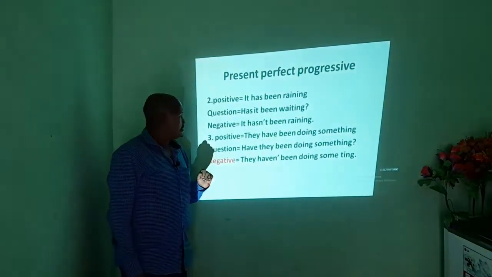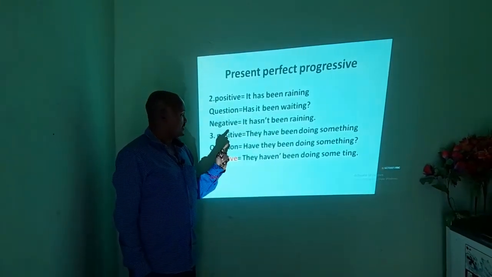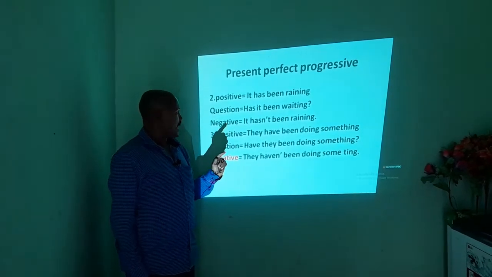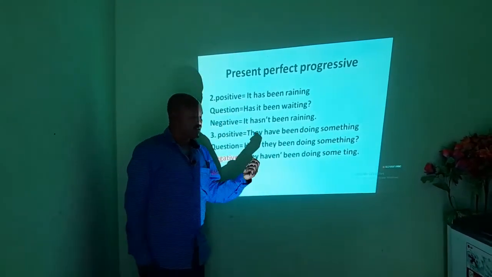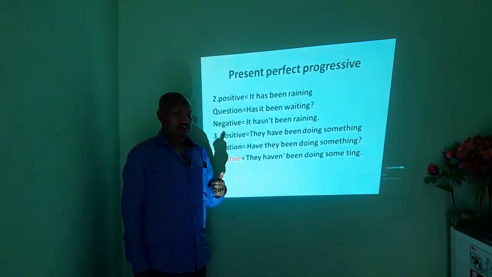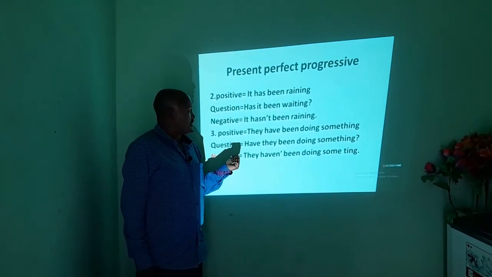The third example, they have been doing something here. They, third person plural, have been plus ing. We use have been plus ing with they and we. So they have been doing something.